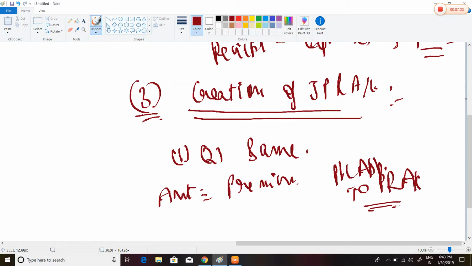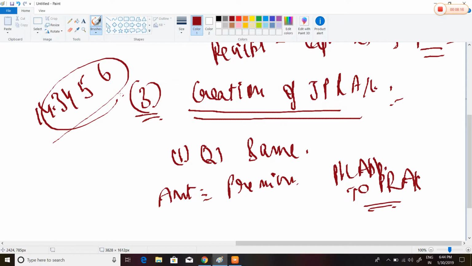Okay. Then nothing else in this topic. You can see its example on pages 14.34, 14.35, till 14.36. Okay, now next topic.